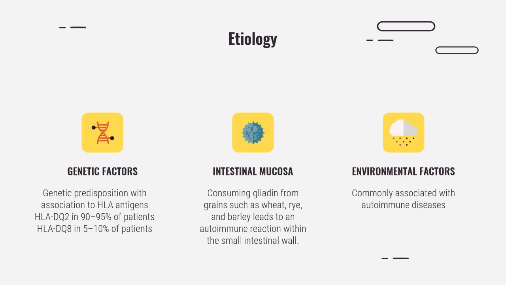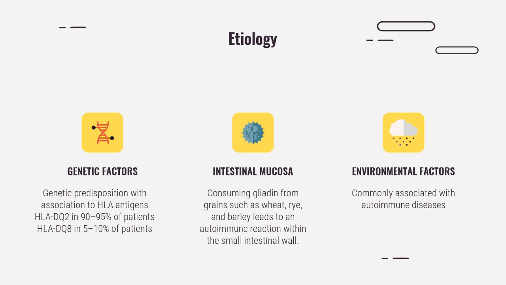Let's move on to the etiology of the condition. What's the cause of it? First of all, it's the genetic factors or the genetic predisposition to HLA antigens. HLA-DQ2 is found in 90 to 95% of the patients, and HLA-DQ8 is in 5 to 10% of the patients.